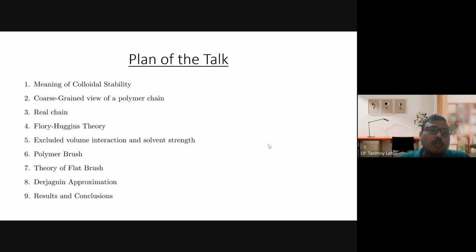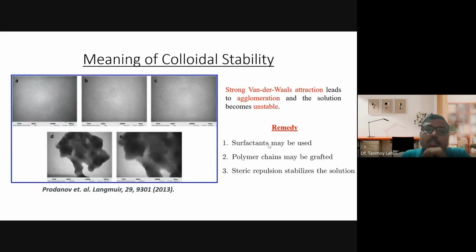I will first of all talk about the meaning of colloidal stabilization, and then a brief coarse-grained view of a polymer chain. Then I will talk about real chains, a brief on Flory-Huggins theory, and then excluded volume interaction and solvent strength, polymer brushes, theory of flat brushes, and then the Derjaguin approximation, and results and conclusions. I will go through them very quickly so that it can be finished in time.